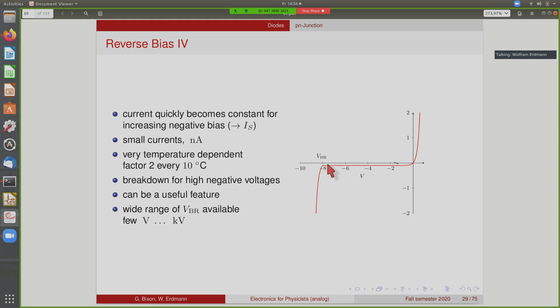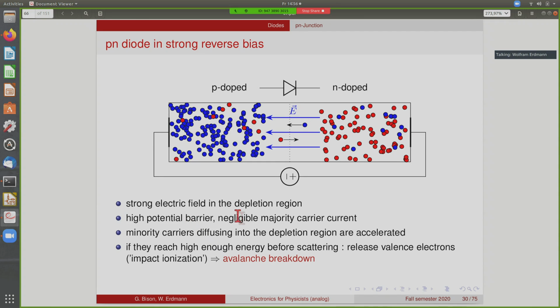The breakdown can be very useful, and diodes with a wide range of breakdown voltages are available. So from a few volts out to kilovolts even. So how does this happen?